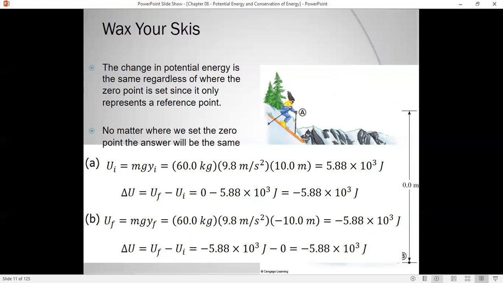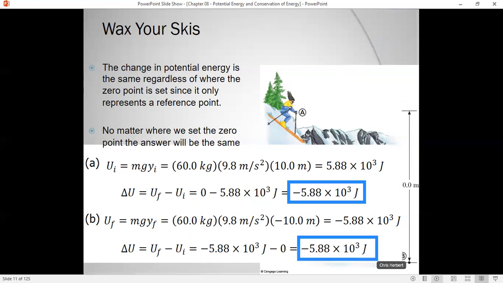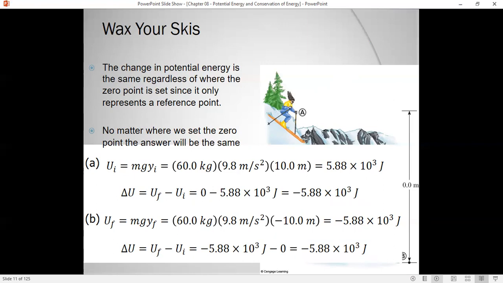Regardless of how I set my reference points, as long as I'm consistent with my reference points, either setting y equals 0 at the bottom of the hill or y equals 0 at the top of the hill, the change in potential energy is going to be the same. Okay, so whenever we're calculating gravitational potential energy with respect to the surface of the Earth, and we're using what's really an approximation, as long as we're consistent with our reference points, we'll be perfectly fine.